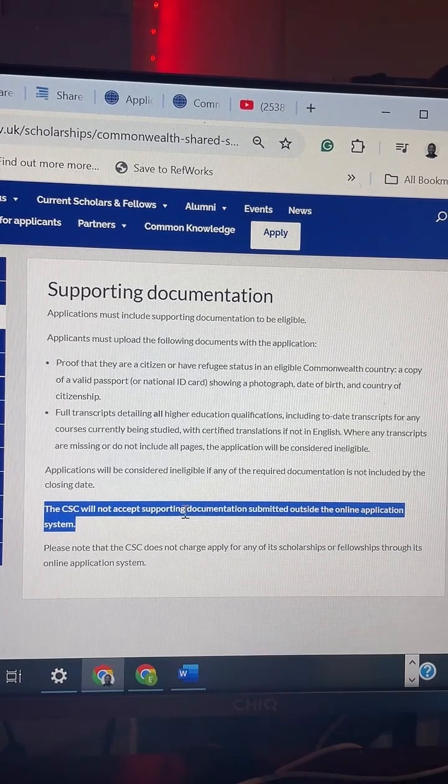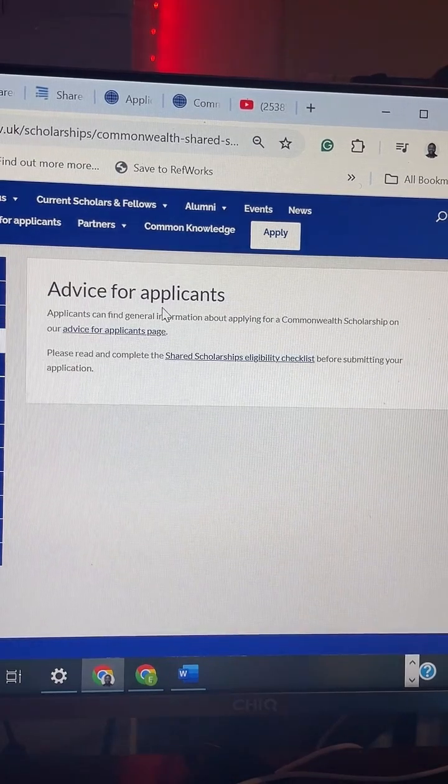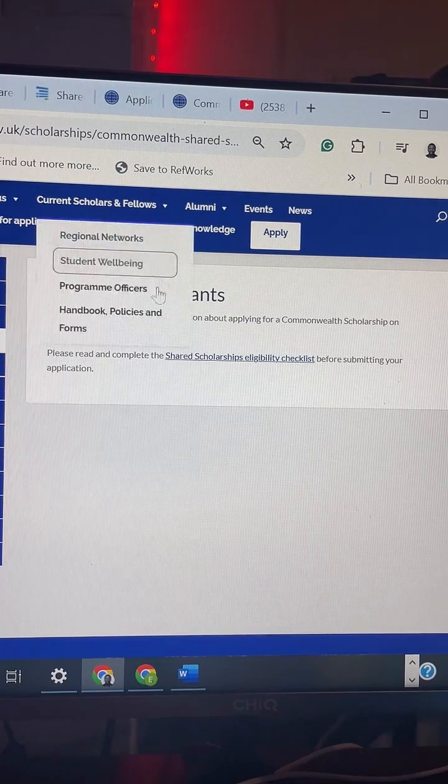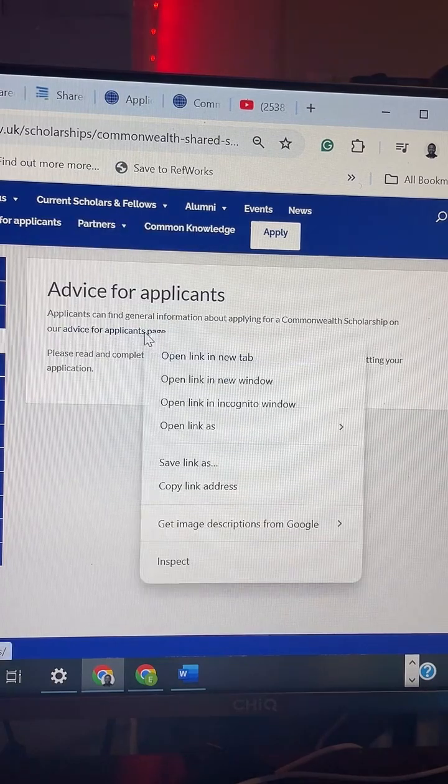And this is boldly written here. The Commonwealth Scholarship Commission will not accept supporting documentation submitted outside the online system. The online system we just looked at. If you fail to make your application through this online system, you will be rejected.